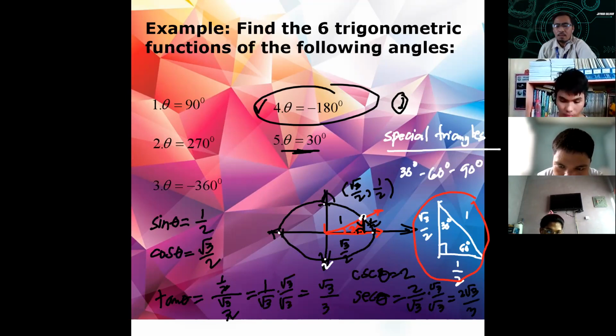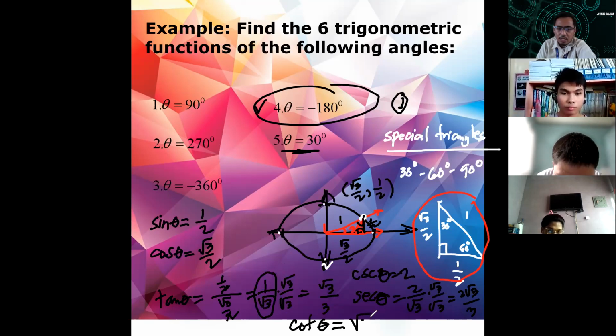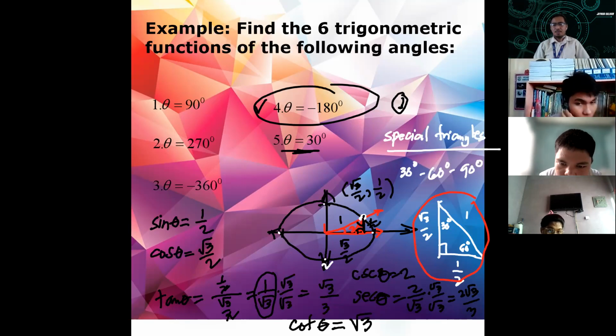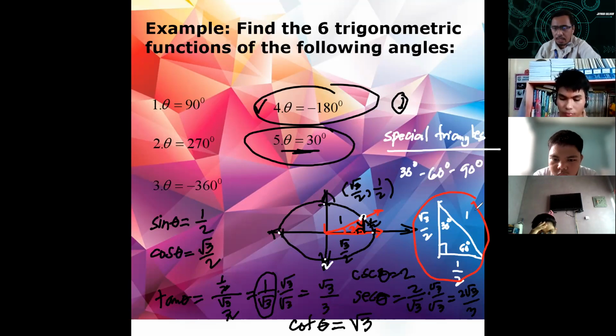And your cotangent of theta, or 30 degrees, is just the reciprocal of your tangent. If your tangent is 1 over square root of 3, if you take the reciprocal of that, it is just the square root of 3. Okay? Clear? So these are the 6 trigonometric functions of 30. So again, you can use the special triangles if your angle is not quadrantal.